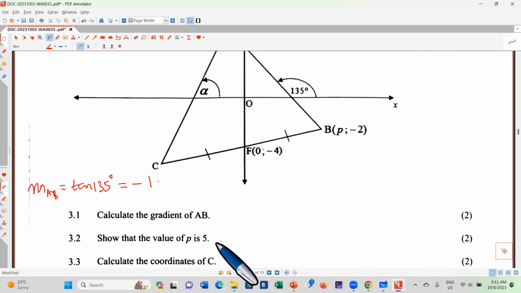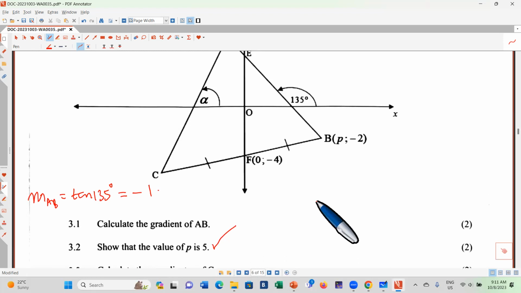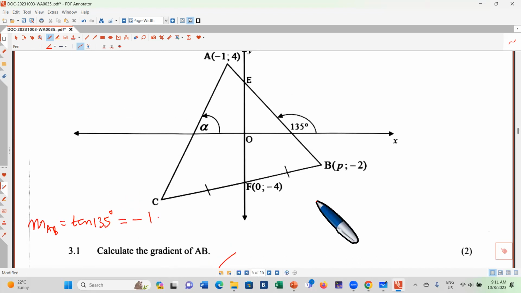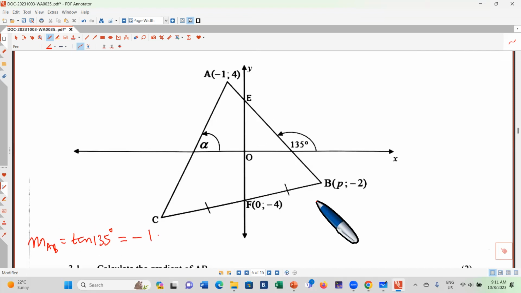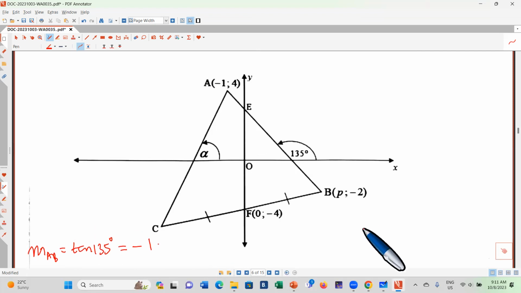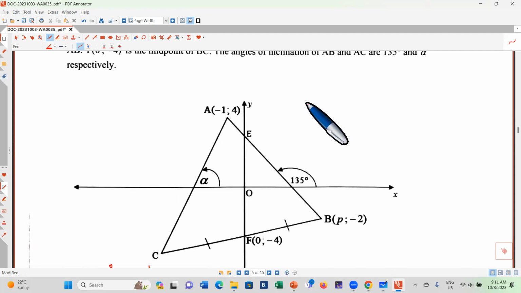Now they're saying show that P equals 5. Where is P? Right, P is here, and they're saying show that P equals 5. So obviously that one is very straightforward. To show that P equals 5, there are a couple of things you need to consider. So that is actually question 3.2. And now we consider the fact that P is here and need to show that it is equal to 5.